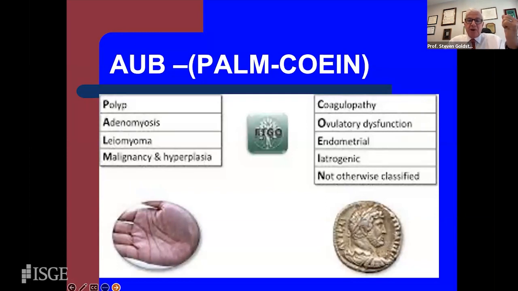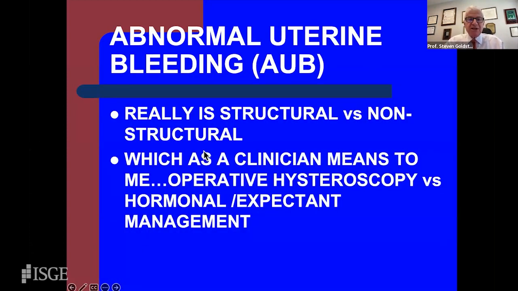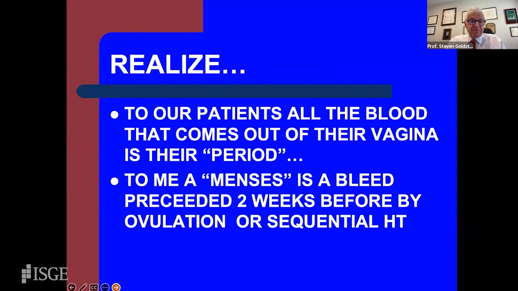And we now have this PALM-COEIN situation. The way I explain this to our students is that really what we're talking about is structural versus non-structural. As a clinician, that means either operative hysteroscopy if there's something structural, versus either hormonal or expectant management if it is non-structural. And realize this is very important.